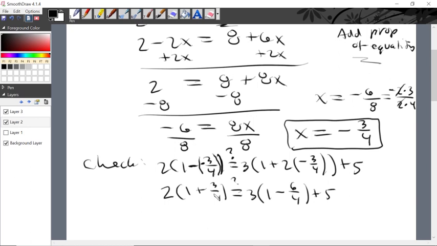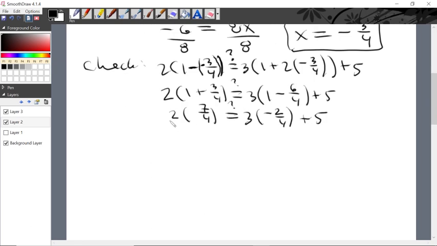What's 1 plus 3/4? Well, a 1 can be written as 4/4. 4/4 plus 3/4 is 7/4. So I get 2 times 7/4. Is that equal to 3 times, let's see, 1 minus 6/4. That's 4/4 minus 6/4 is negative 2/4. Okay, or I could reduce that to negative 1/2. Do that as well. Okay, and then plus 5.